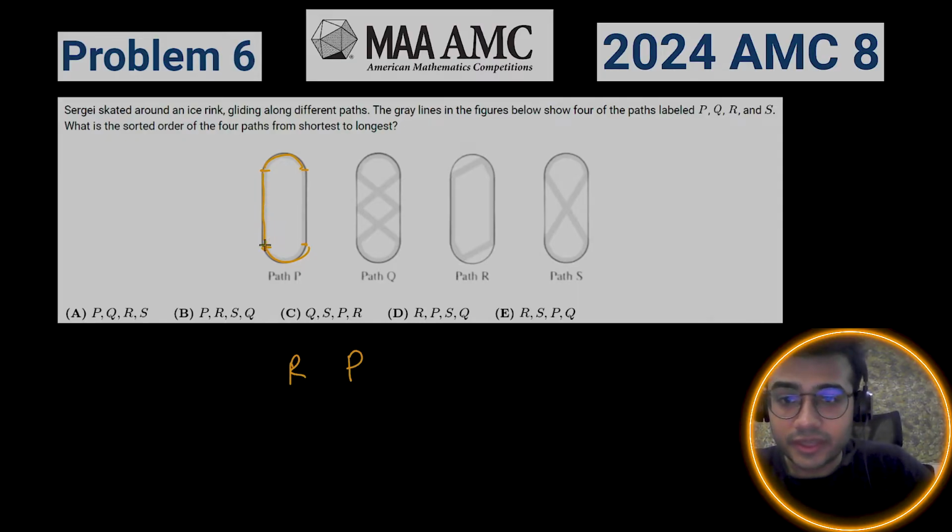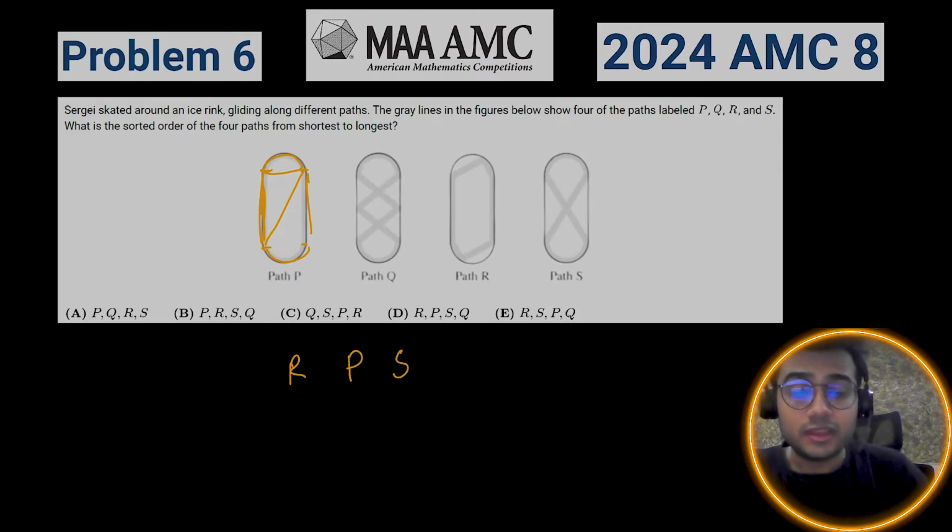by these diagonals. Now, if you just make a right angle triangle here, you'll see that since the hypotenuse of a right angle triangle is always the longest side, this diagonal is going to be longer than this straight line. That means P is going to be shorter than path S, because these straight lines were replaced by these two diagonals. So P is going to be smaller than S.